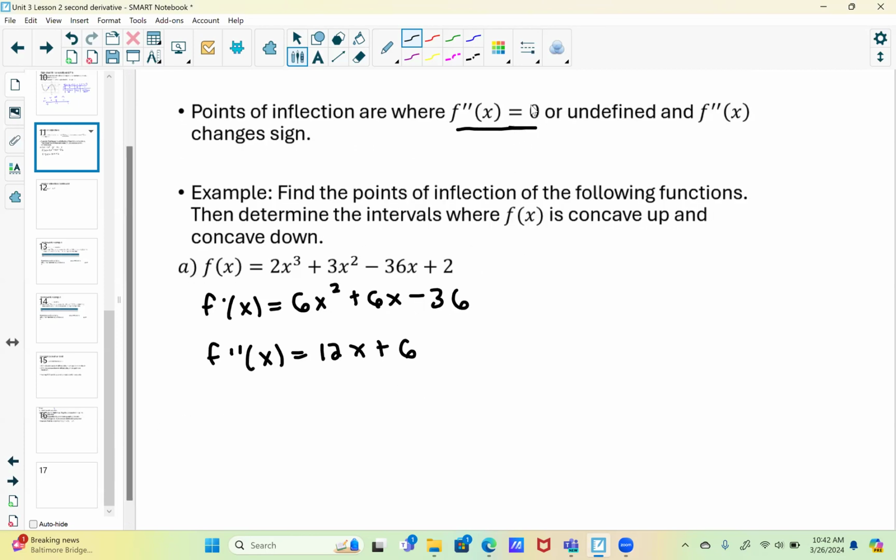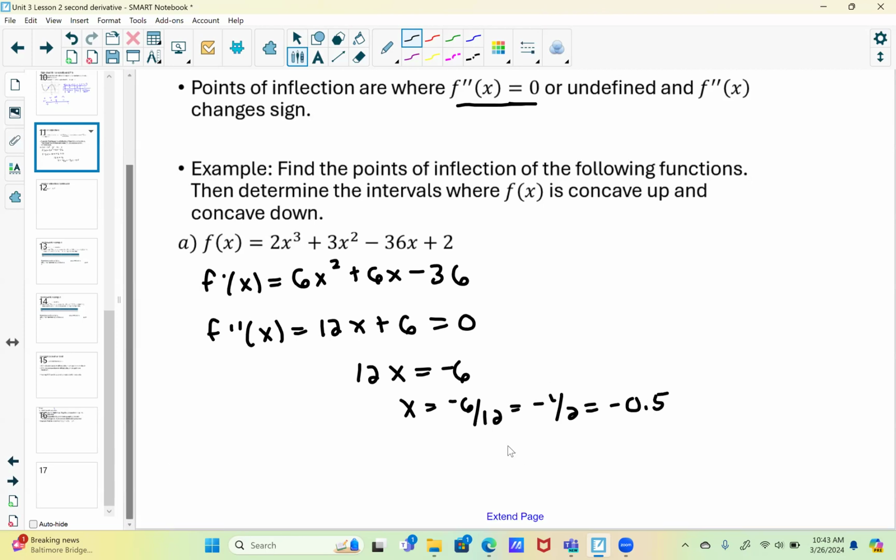So the first thing is we need to set the second derivative equal to 0 to find the possible points of inflection. So I get 12x equals -6 and x equals -6 over 12, which is -1/2, or you can say -0.5. Now, this may be where the point of inflection is, or it may not. We have to verify that it's a point of inflection.